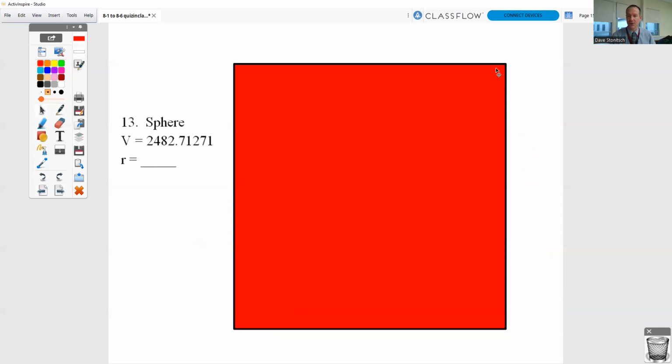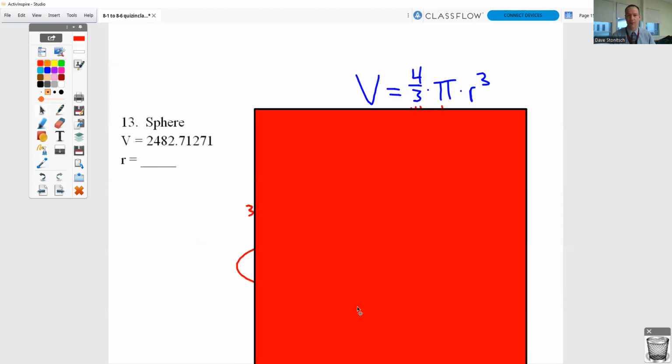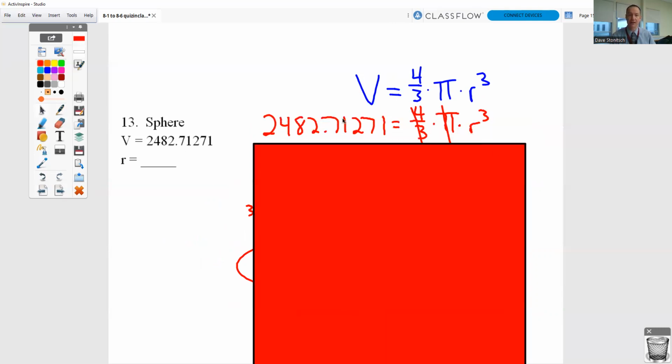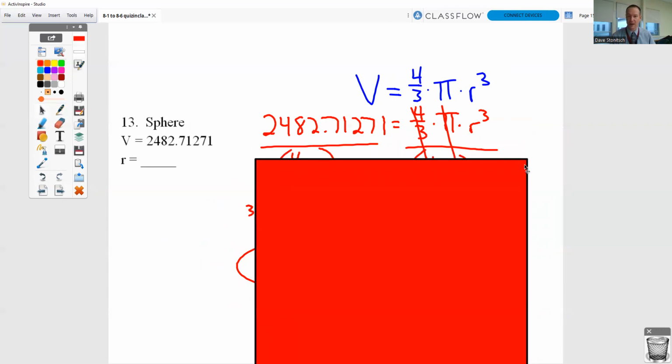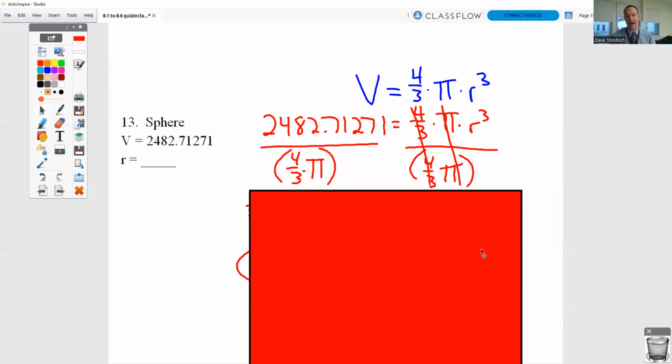In question number 13, you have a sphere. So here's the sphere formula, 4/3 times pi times the radius cubed. We're being given the volume. We need to find the radius. So stick your volume in the volume spot, 2,482 point blah, blah, blah. 4/3 stays 4/3, pi stays pi. We're looking for the radius, so that stays r cubed. We want to divide by everything except for the letter that we're solving for. So divide by 4/3, divide by pi. That way those cancel out and those cancel out.